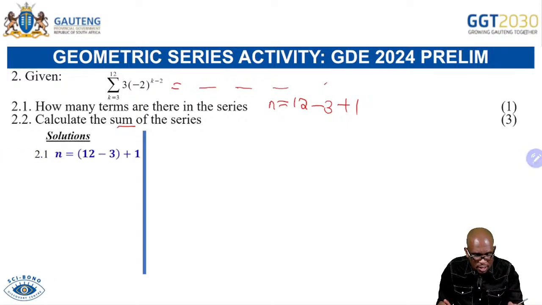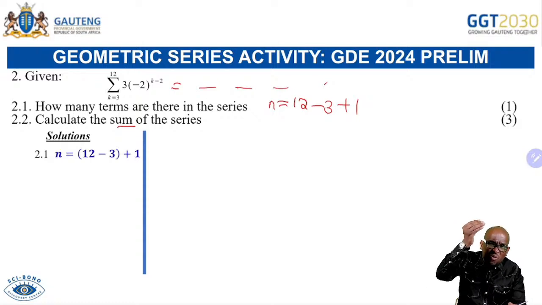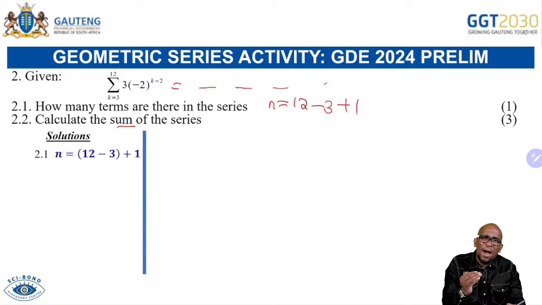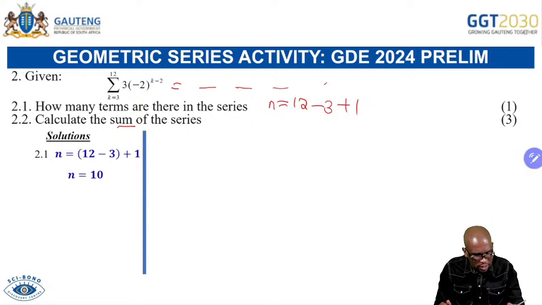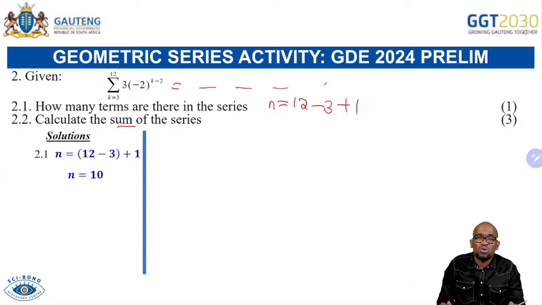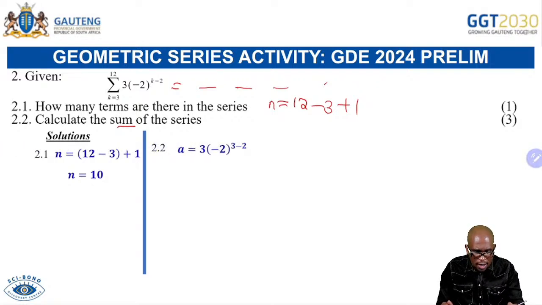First things first, the number of terms, 12 minus 3 plus 1, as I indicated, top minus bottom. We take the upper index of summation, subtract the lower index of summation, and then we add 1. So now we get that n is equal to 10. So we know that we were adding a total of 10 terms. Right, moving right along to 2.2.